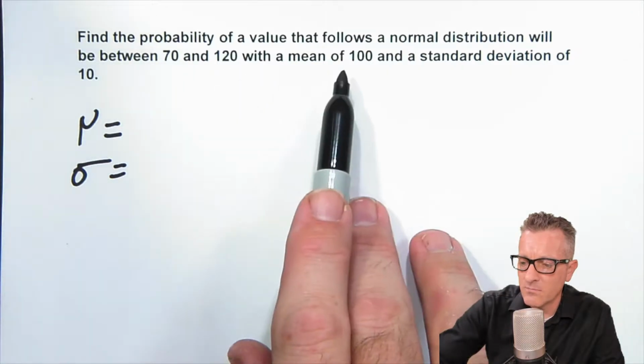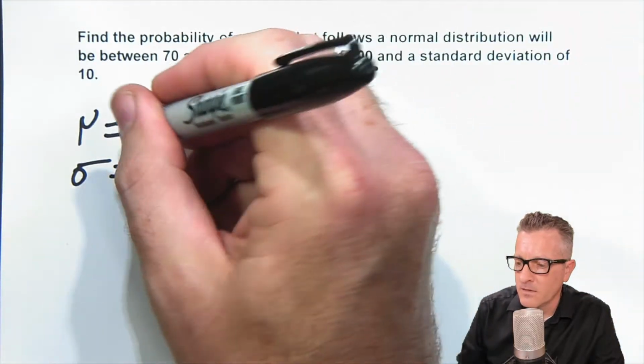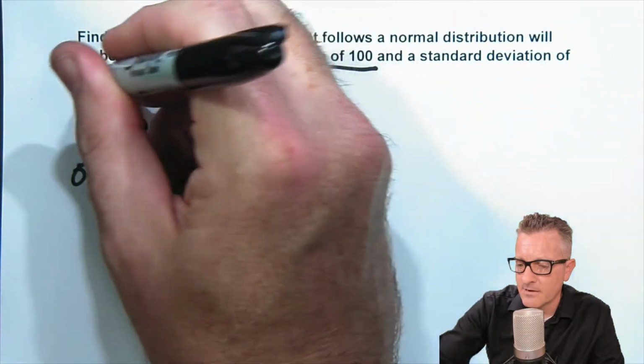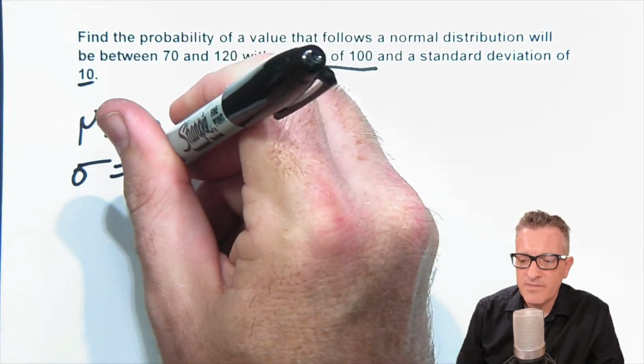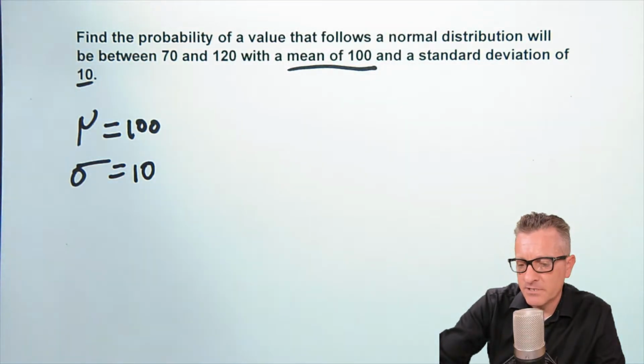Okay, so it says find the probability of a value that follows a normal distribution will be between 70 and 120 with a mean of 100. So this is our mu. Mean of 100 and a standard deviation of 10. And then for our x value, we're going to do something a little different.